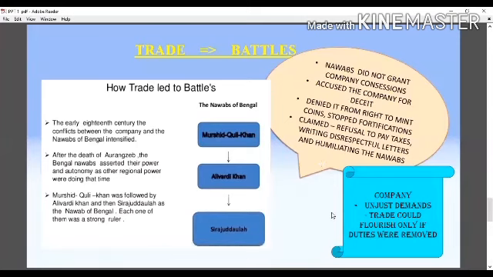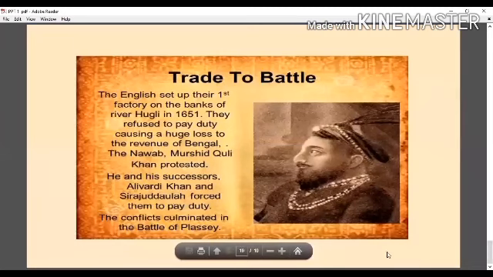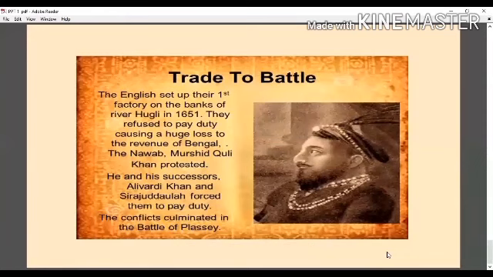We are not going to fulfill all that the Nawabs are saying, and we will trade only if the duties are removed for us completely. They did not want any kind of taxes. They said that we want to trade but without any taxes to be levied on us. This is how the conflict began between the Nawab and the company.